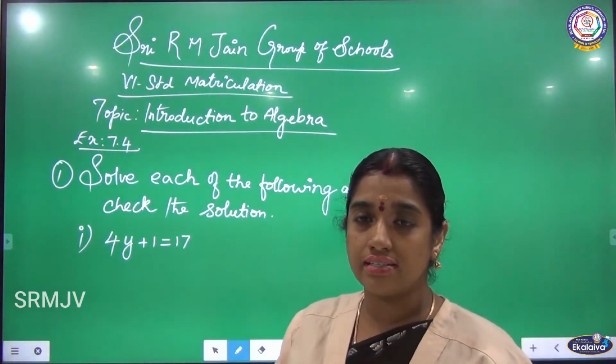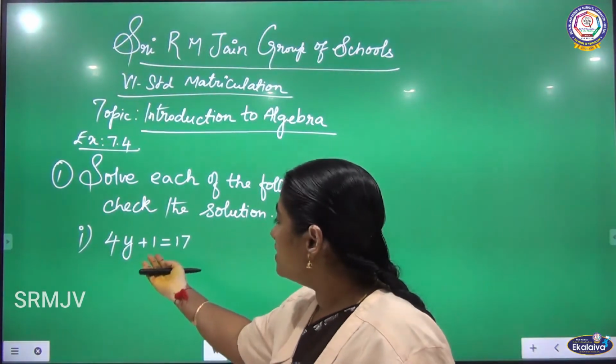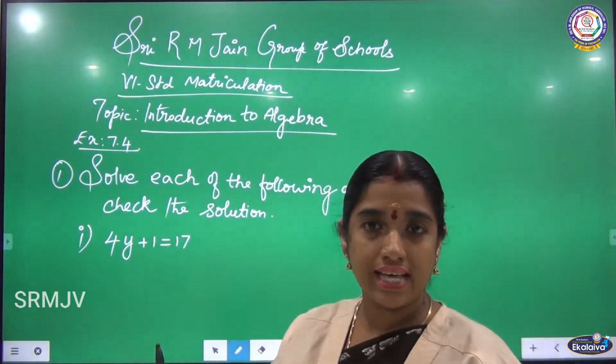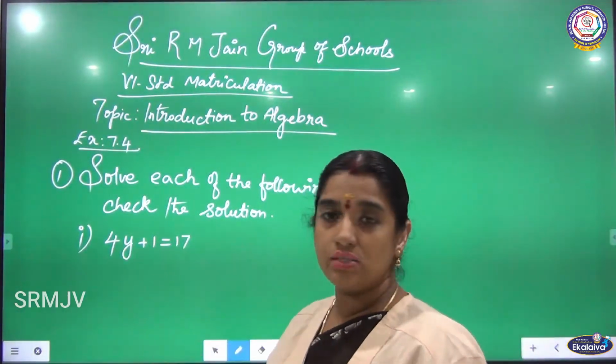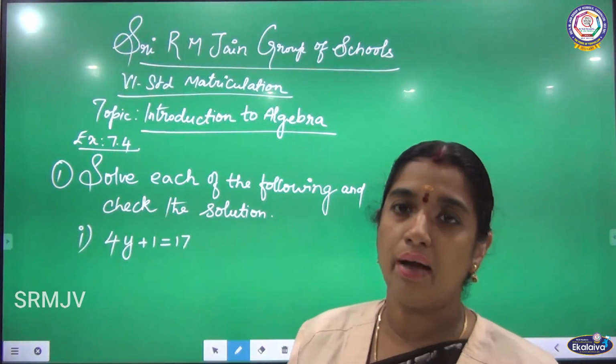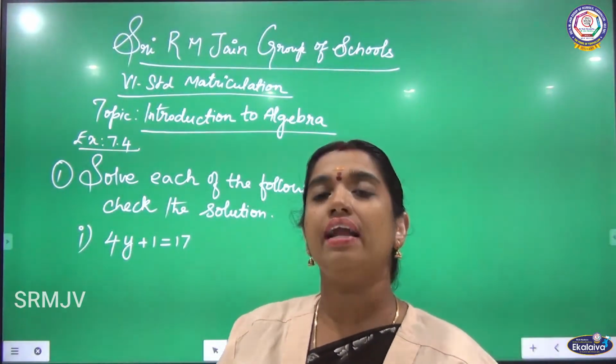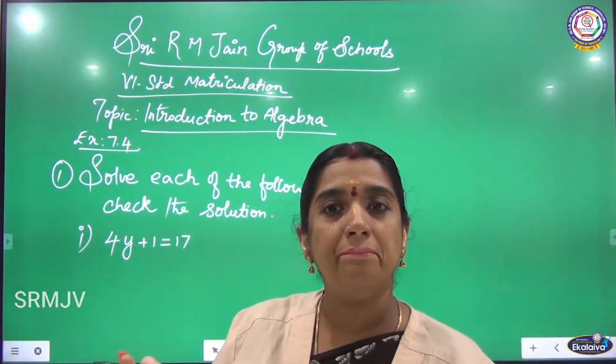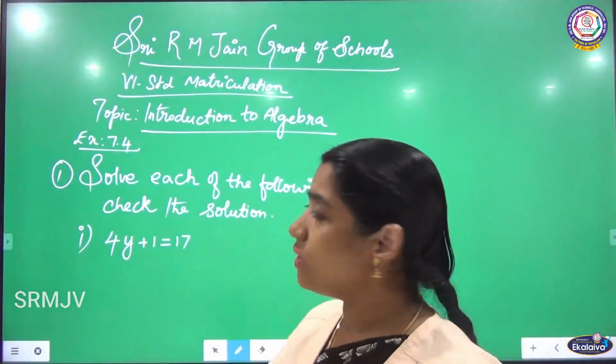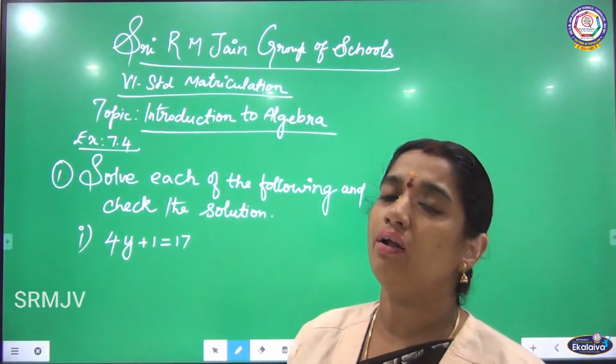Do you understand? See, 4y plus 1 is side 1, and 17 is your side 2, for example. So my side 1 and side 2 become what? Balanced. So first we will find out the value for y.